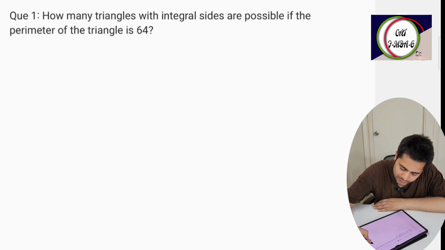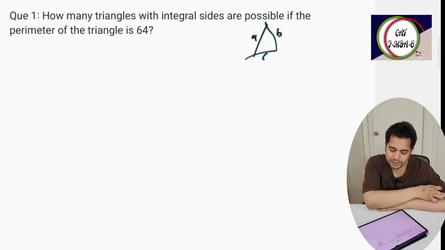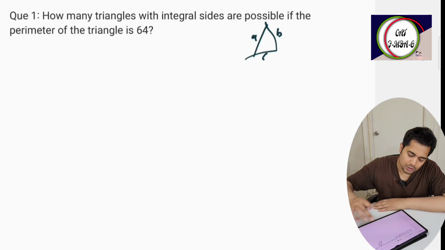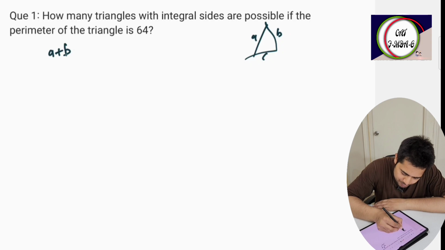Okay, so let us say the triangle has sides A, B and C. How many triangles with integral sides are possible? We have to find the total number of triangles. So A plus B plus C is equal to 64.